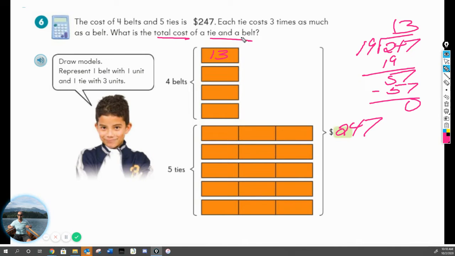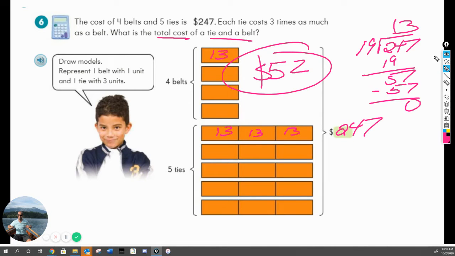The total cost of a tie and a belt, well, a belt is 13, and a tie is 13, 13, 13. So you could do 13 plus 39 to get 52, or you could do 13 times 4 and also get 52. Did your brain hurt yet?